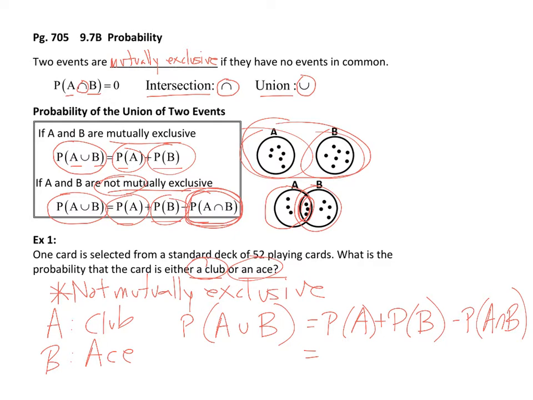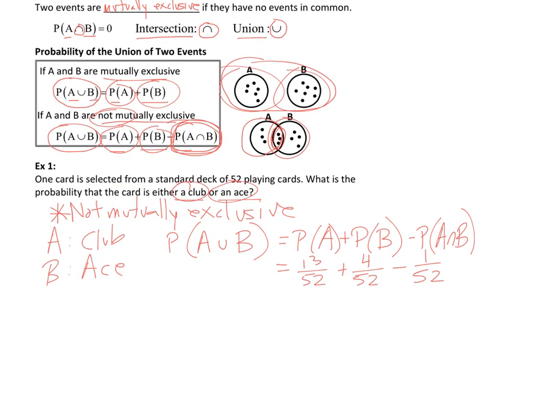So what's the probability of getting a club? Well, how many clubs are there in a deck of cards? There's 13 out of 52. What's the probability of getting an ace? Well, there's 4 aces in a deck of cards, 4 out of 52. And what's the overlap? How many cards are there that are both a club and an ace? There's 1. So working this out and simplifying, we get 5 over 26. Done.